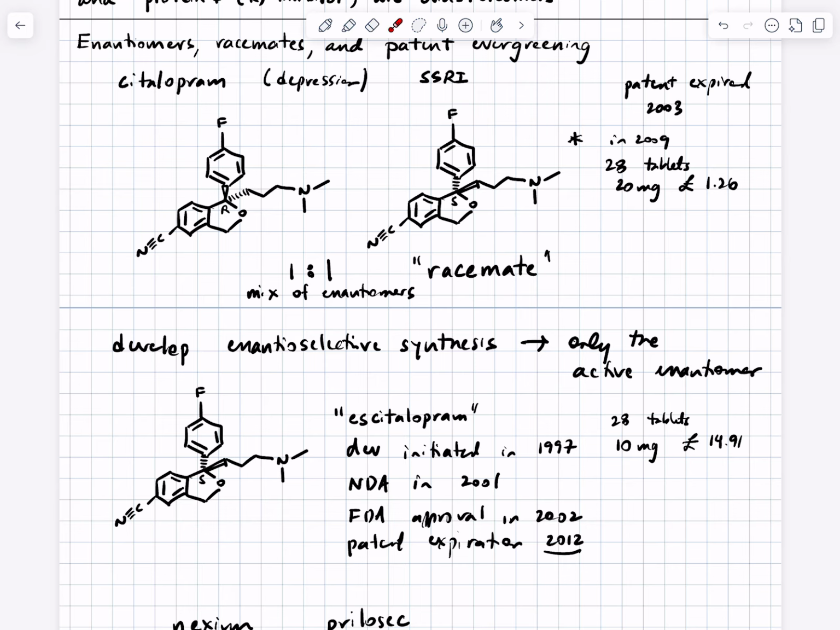Now, they would have to argue, well, let's see, here was the argument that they used. They said the S enantiomer alone has modestly superior effects relative to the racemate in terms of efficacy and tolerability. So it was maybe a little bit better at doing what it was supposed to do, and it maybe had a little bit fewer side effects. And okay, there's that. But look at the difference in price.